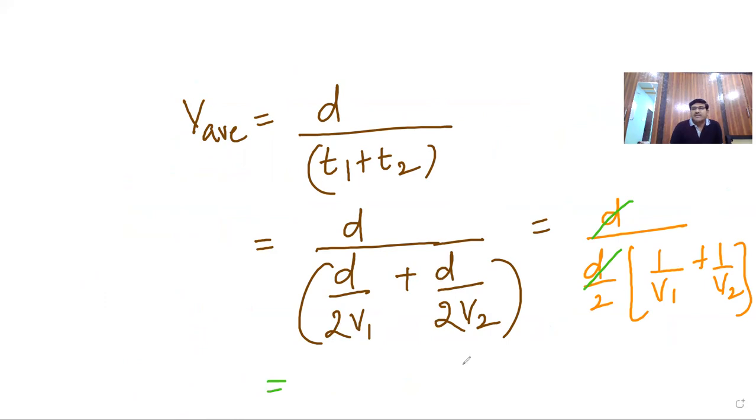I simplify that. 2 will go up, and take the LCM. So 2 v1 v2 by v1 plus v2. This is the answer, after taking the LCM. This is the average speed. Clear?